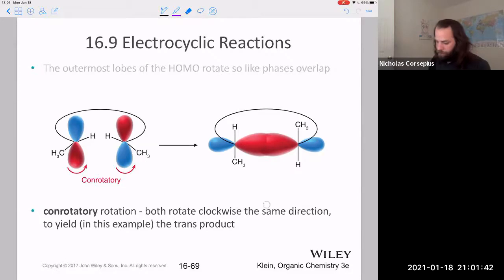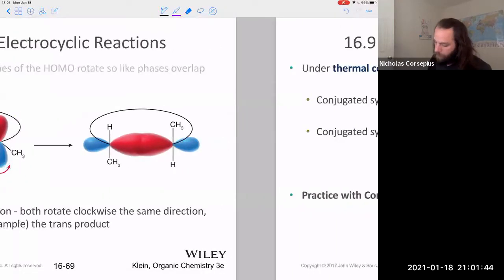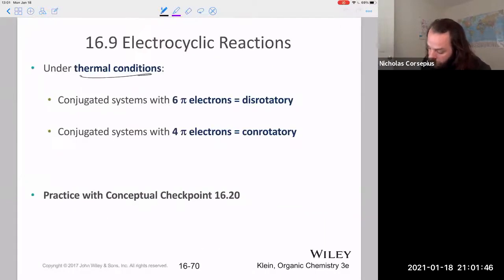Okay, so under these thermal conditions or heat catalyzed reactions, 6 pi electrons would lead to a disrotatory rotation of those outermost pi bonds, and 4 pi electrons would lead to a conrotatory. Okay, so that's why you get these different products, whether you have 6 or 4 electrons.